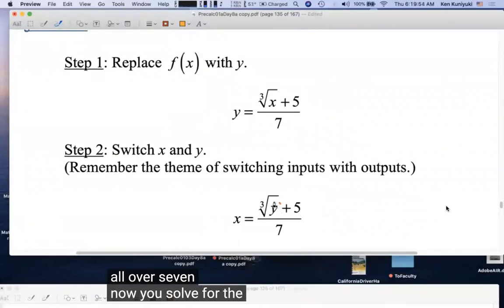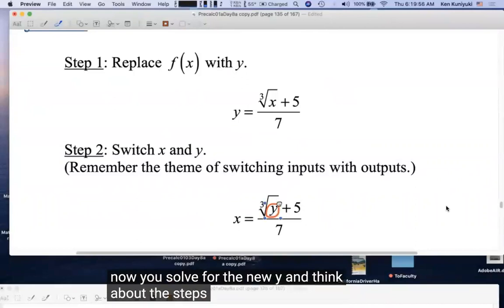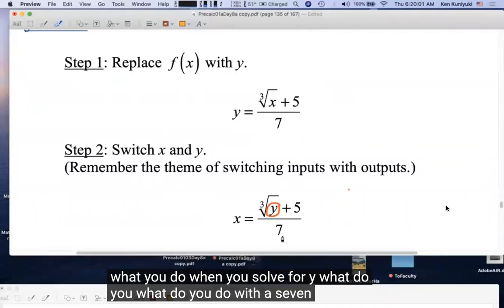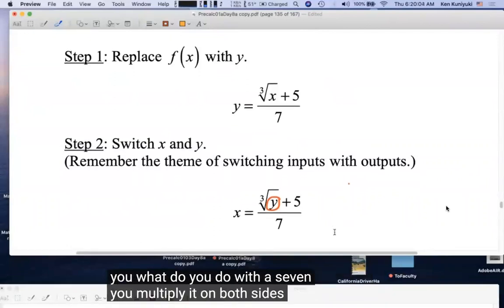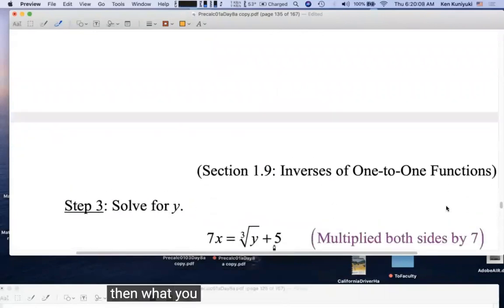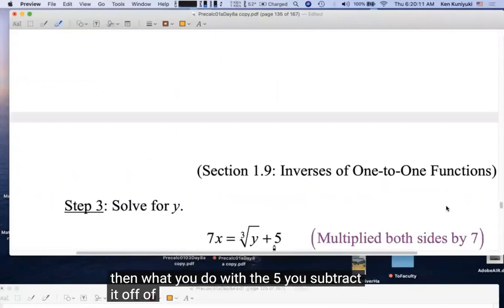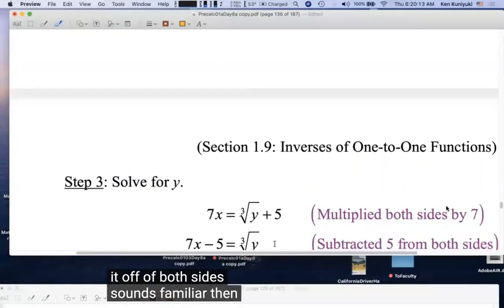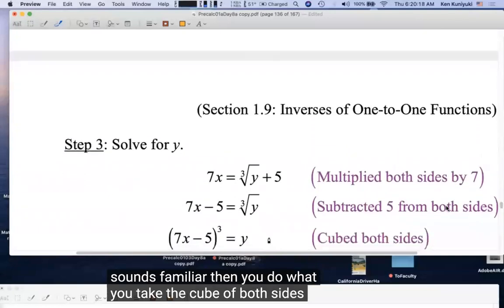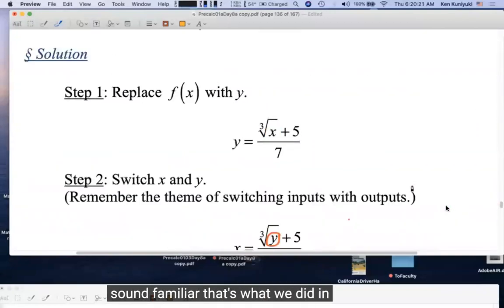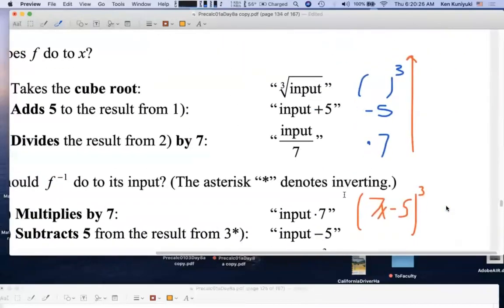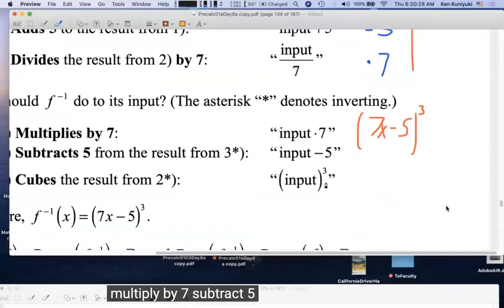Now you solve for the new y. And think about the steps you apply. What do you do when you solve for y? What do you do with the 7? You multiply it on both sides. Then what do you do with the 5? You subtract it off of both sides. Sounds familiar? Then you do what? You take the cube of both sides. Sound familiar? That's what we did in the conceptual approach. Multiply by 7, subtract 5, cube the result.